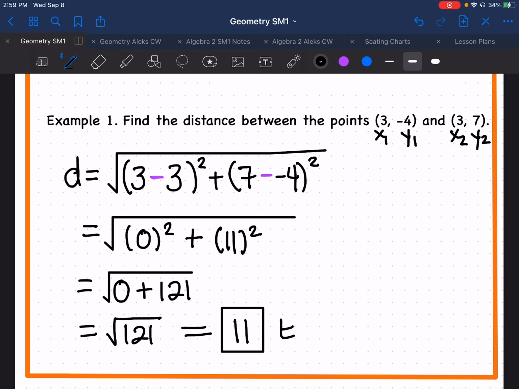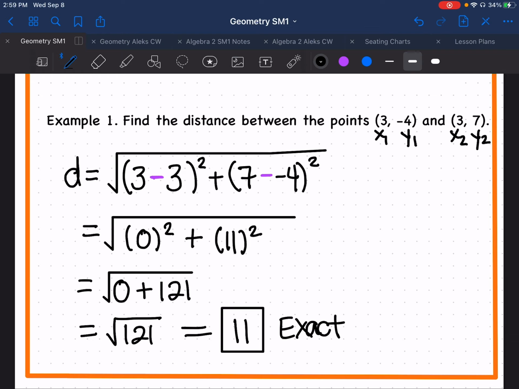This is what is called an exact answer because there is no decimal. A decimal means we're guessing. Most of the time, a decimal for this one would mean that we are rounding. So this one would be considered an exact answer because we got a whole number.